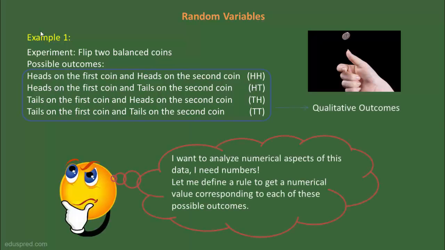Now, note that the outcomes of this experiment are qualitative in nature. They are not numbers. And we know that while doing statistical analysis, we need numbers so that we could analyze the numerical aspects of the data. So basically, we have to define a rule that will give us a numerical value corresponding to each of these possible outcomes, and then we can use those numerical values to do the statistical analysis. Also, note that the kind of rule we are going to define depends on what we want to analyze. That was a lot of talking. Let's continue with our example to understand this step by step.